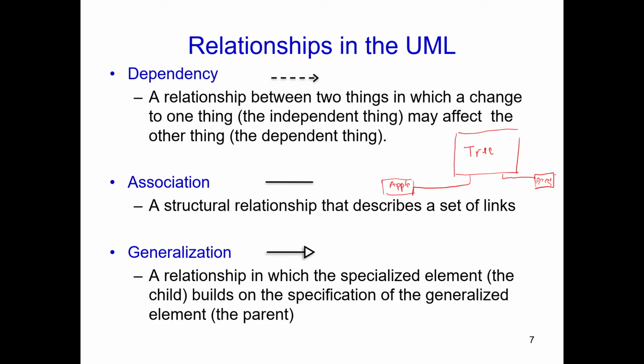When they say generalization, it's a relationship in which the specialized element, the child, which would be the apple tree or the orange tree, is built on the specialization of a generalized element, which is the tree, right? So that's the whole idea, and that's what we are trying to illustrate in some of these diagrams. You don't have to build everything from scratch.